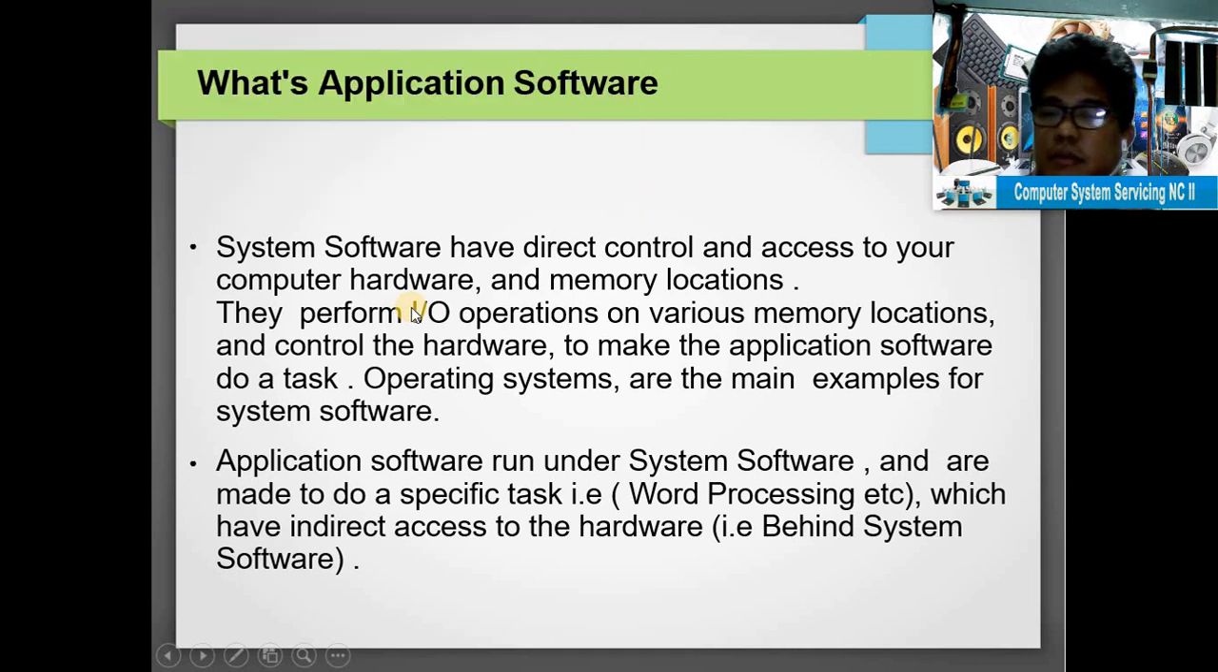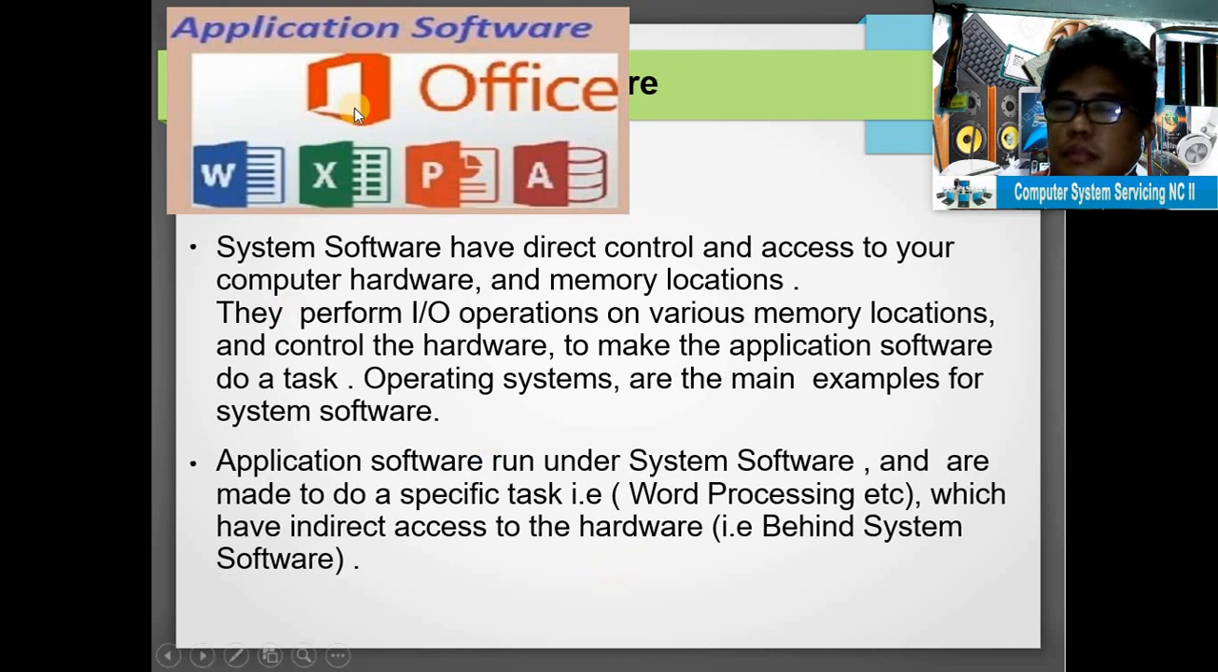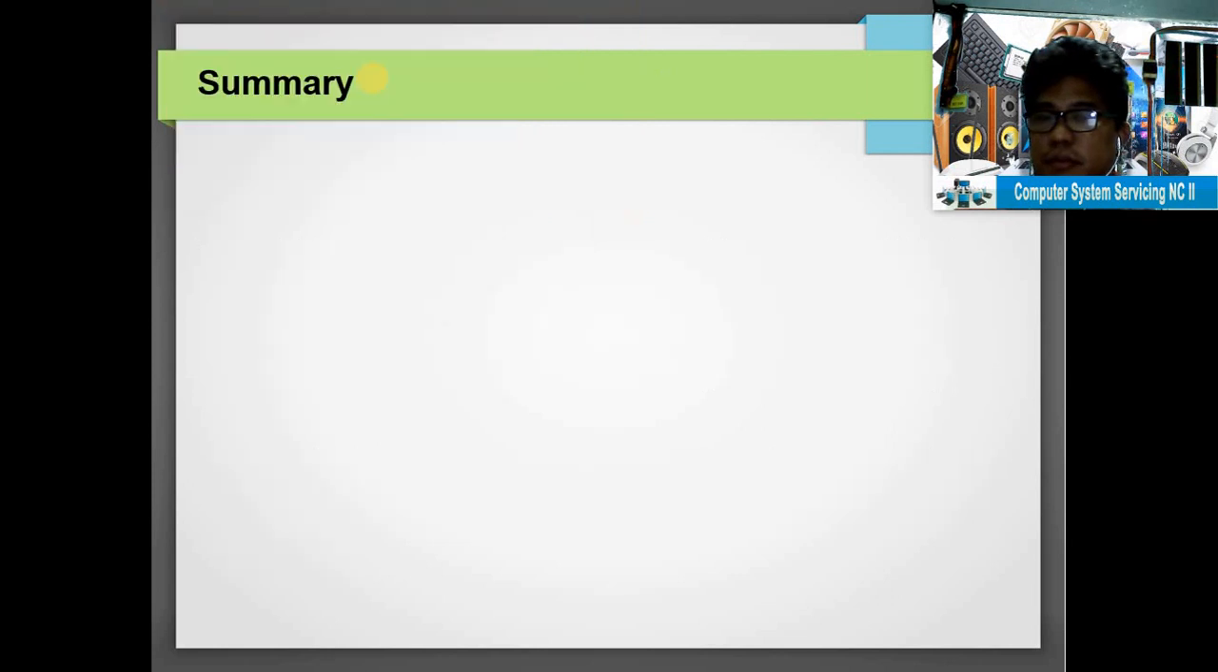Okay? And we have yung application software, which runs under system software. Kumbaga, nasa umbrella siya ni system software. And are made to do a specific task, like word processing, which have indirect access to the hardware. Kumbaga, they are code behind system software. Example po ng ating application software, itong Office bundle or package: Word, Excel, PowerPoint, Access. Okay? So, that is an example of application software.